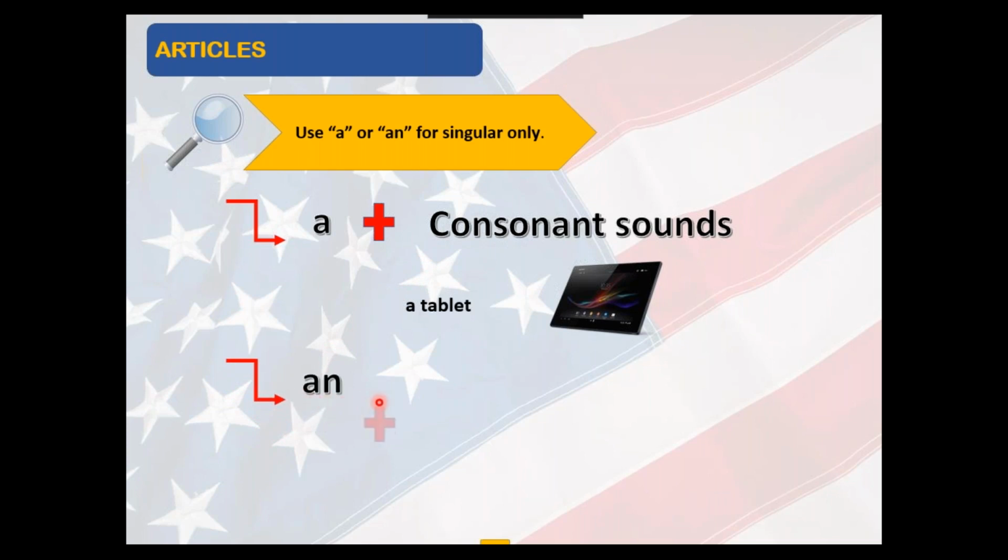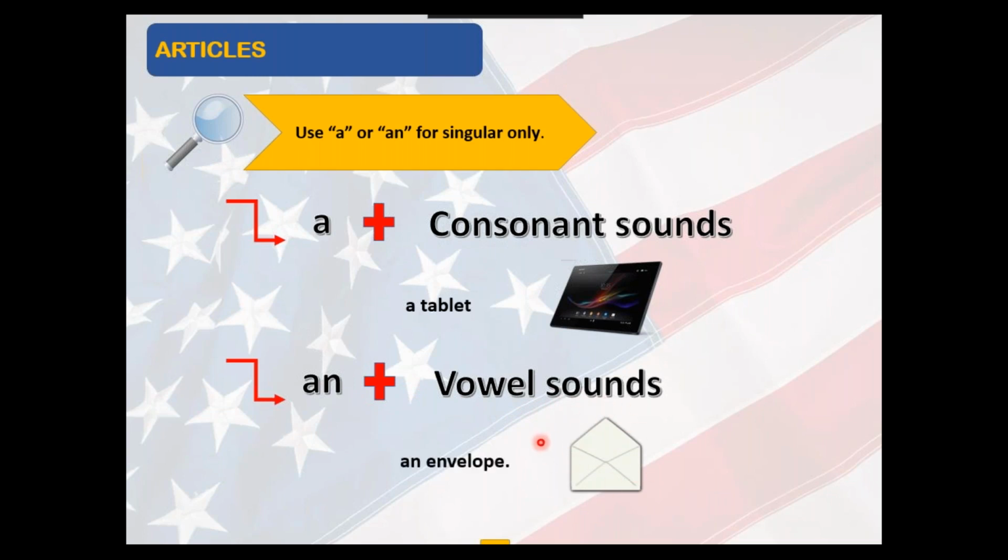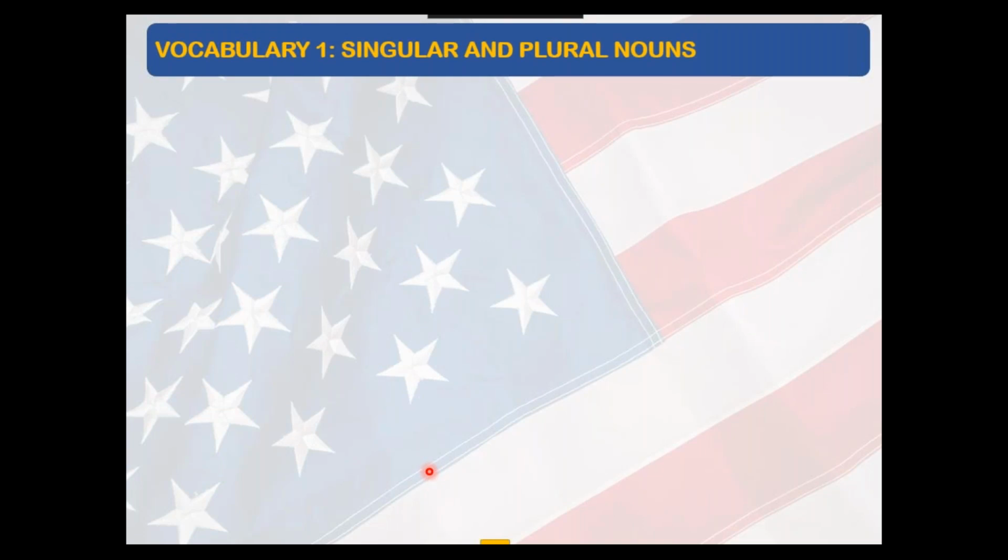And next, an, we use before vowel sounds. For example, what is this in English? An envelope. An envelope. Remember the pronunciation here is the vowel sound.